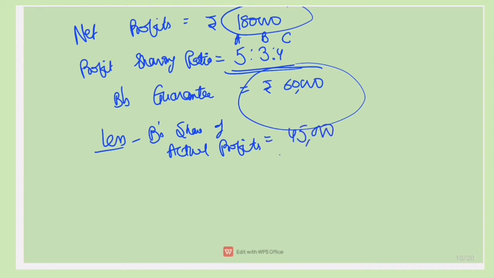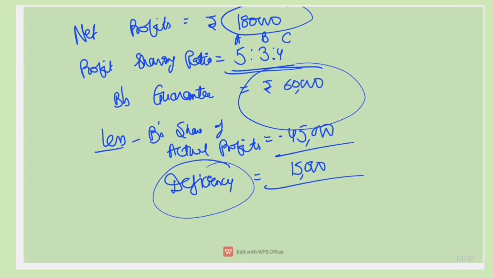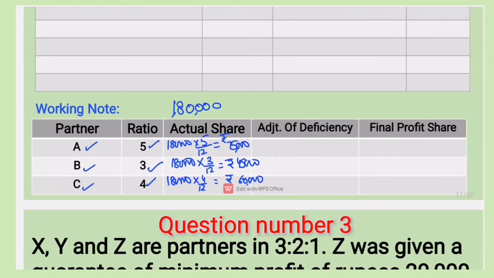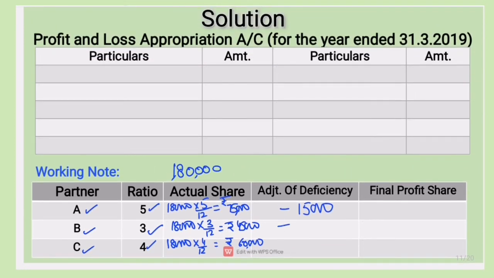So in this question we come to know that B's share of profits is less than the guaranteed amount. So here is a deficiency of rupees 15,000. And as told in the question, this deficiency has to be met or borne personally by A. So it is only A who will bear this deficiency. So we are going to deduct this 15,000 deficiency from the share of A and we are going to give this amount to B. So we'll deduct it from A and give it to B.